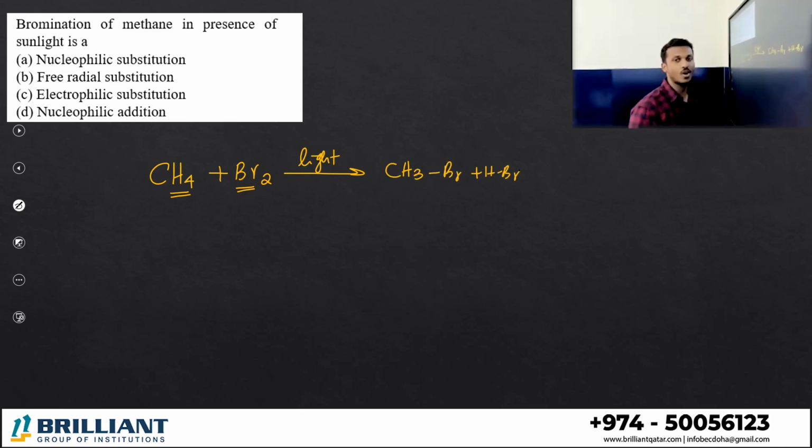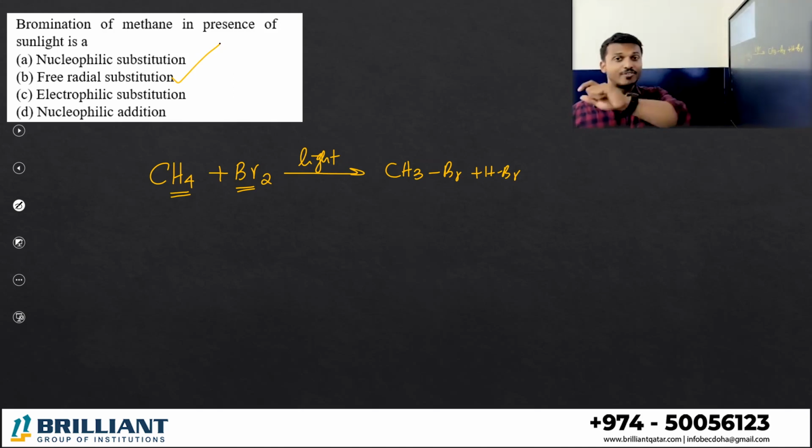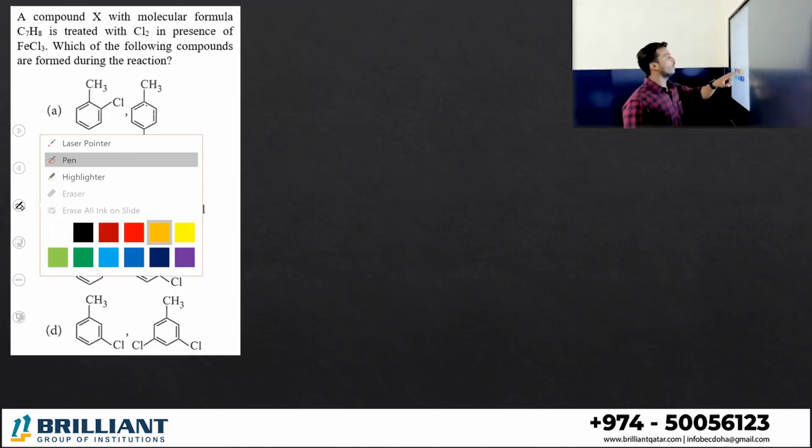What is this reaction called? Substitution. Which substitution? It is following free radical mechanism. Okay, in presence of light, the preference is free radical mechanism. So what we can say? Free radical substitution. Option B is the correct one. Addition of halogen in presence of light to follow. Underline free radical substitution.